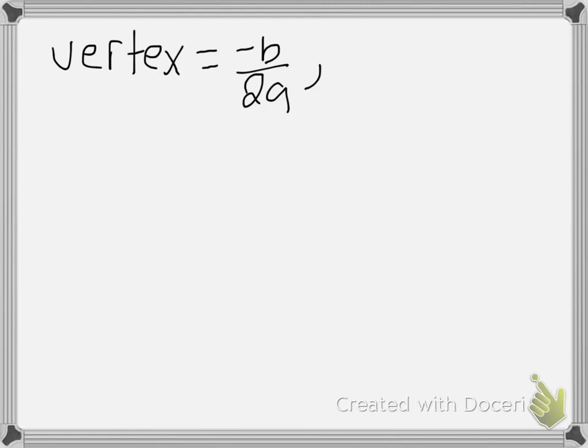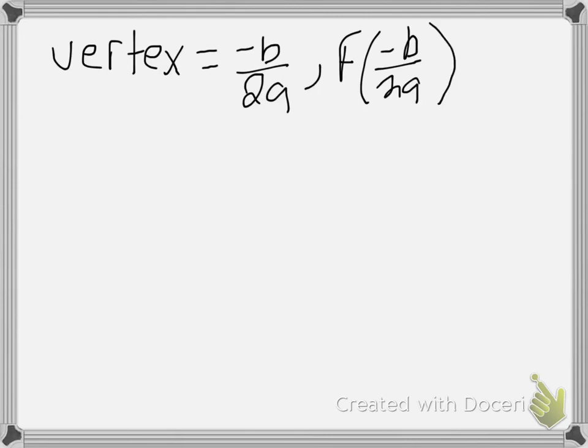The vertex of the equation can be found rather straightforwardly. We talked about this as a little shortcut, but remember that the vertex, if you have it in standard form, is simply the opposite of b over 2a, and then it's f of the opposite of b over 2a.